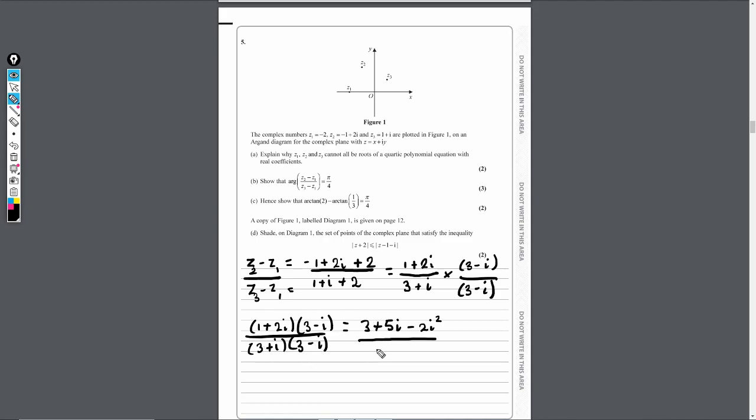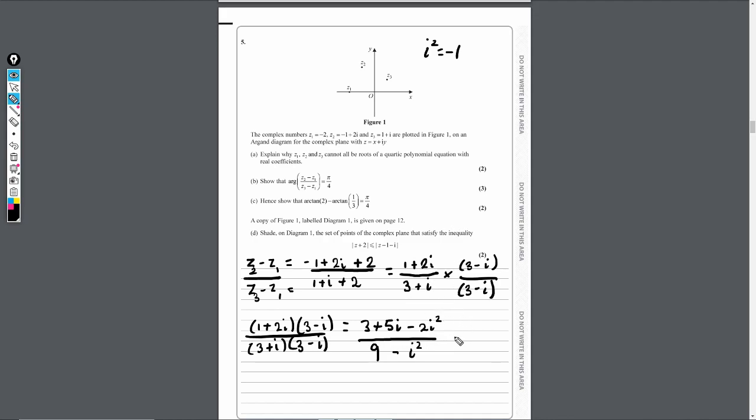3 times 3 is 9. Now remember, this is the difference of two squares, so you can jump straight away to doing 3 times 3, so that's 9, and then i times minus i to give you minus i squared. The other two terms will cancel, so I get 9 minus i squared. And remember, i squared is equal to minus 1. So minus 2 lots of minus 1, that's going to be plus 2.